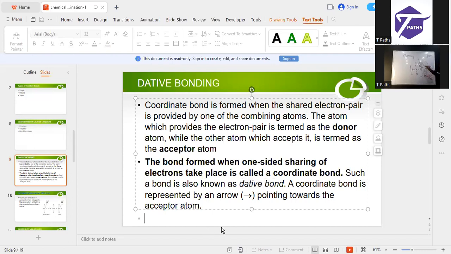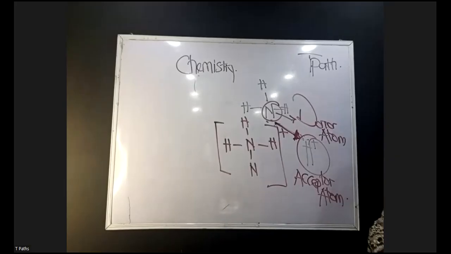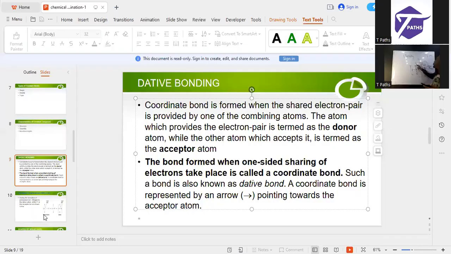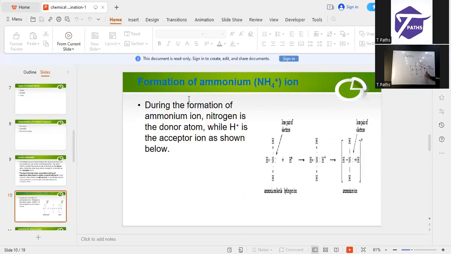So you can see the arrow pointing towards the acceptor atom. That is telling us that this is a coordinate bond. Now, is that the information for the NH4 plus ion? The ammonia has a lone pair, and the lone pair is taken by hydrogen to form NH4 plus.